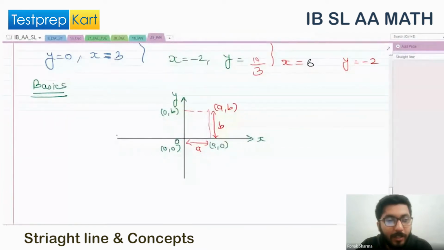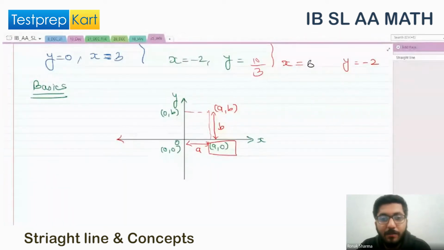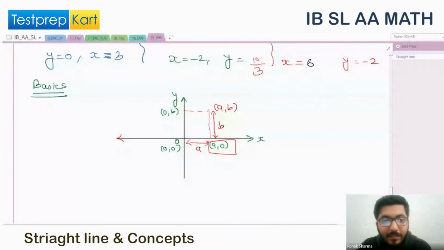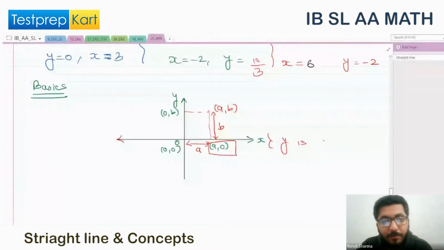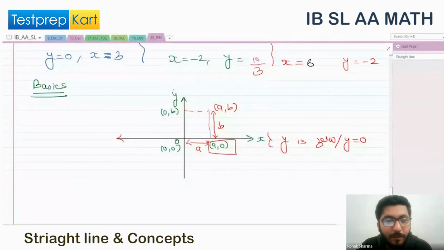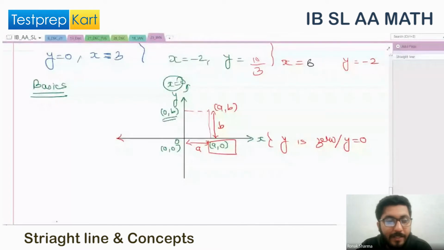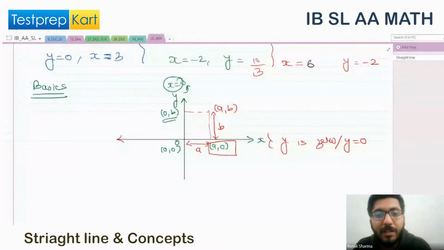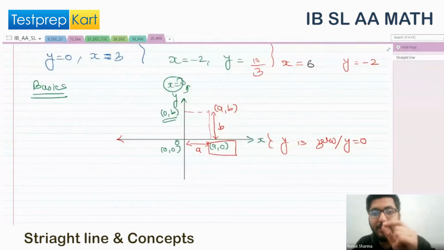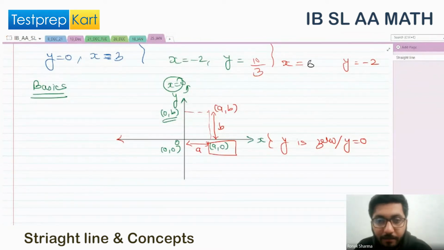Any point on the x-axis can be written as a comma 0, right? Basically, y is 0 everywhere on the x-axis. Similarly, if you go to the y-axis, x is always 0, so any point will be taken as 0 comma b. The value of b will depend upon where you are standing: above the origin or below the origin.